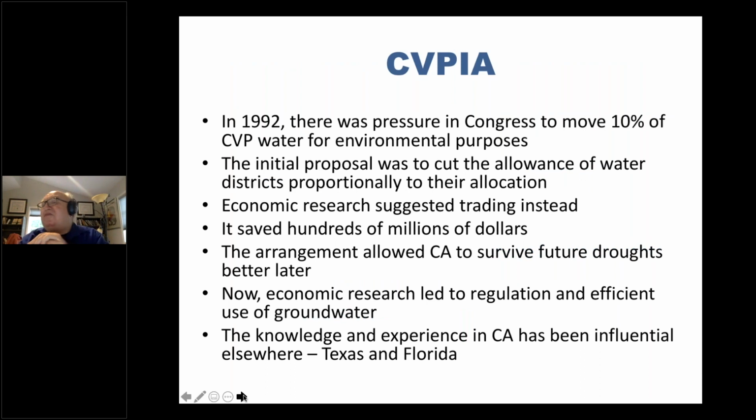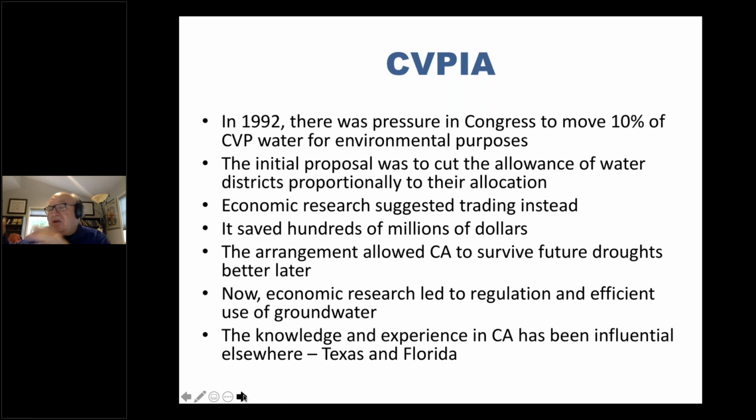So the success of this program resulted in a program called the Central Valley Project Improvement Act. There was a lot of pressure in Congress to move a certain amount of water from agriculture to the environment. In the beginning, the proposal was to reduce the allotment of water to water districts proportionally to their allocation. We were working with Congress, the Senate and the House, and we suggested that instead of an arbitrary reduction of water, let's have a system of water trading.